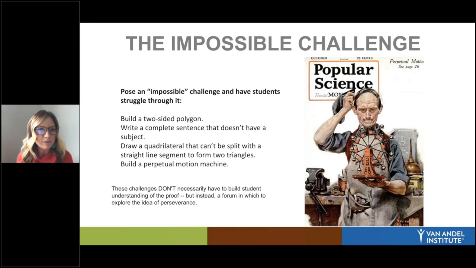Another thing is the impossible challenge. So this is a fun one to do with students to build perseverance. And so you pose an impossible challenge and have students struggle through it. So things like building a two-sided polygon. Can they do it? Write a complete sentence that doesn't have a subject. Draw a quadrilateral that can't be split with a straight line segment to form two individual triangles, or build a perpetual motion machine. Again, these challenges don't necessarily have to build student understanding of the proof. It's more that you're giving them a forum in which to explore the idea of perseverance. So we call that one the impossible challenge, a great strategy to try with your students.